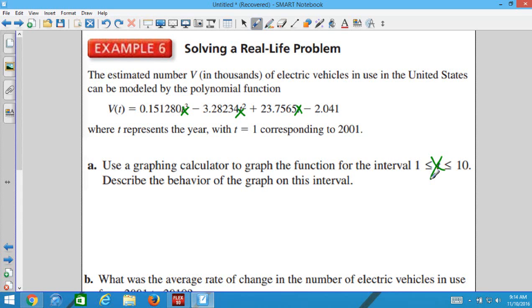Why aren't you typing an X? No, this is T plus 1. Yeah, they're telling you that T represents, instead of 2001, we're using 1. That's just how it represents on the graph. You're not going to use the number 2001 for the first year. But the function you still type in with a variable. Everybody types it in with an X.